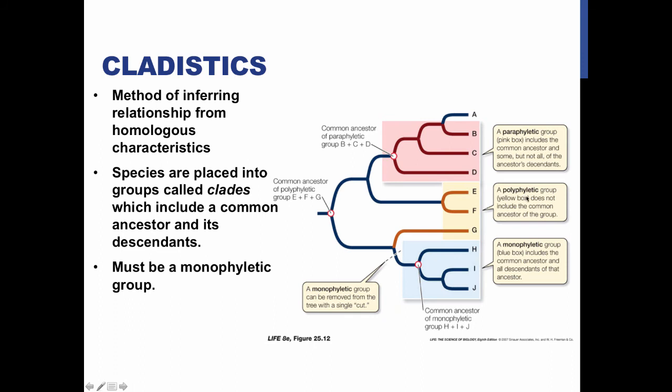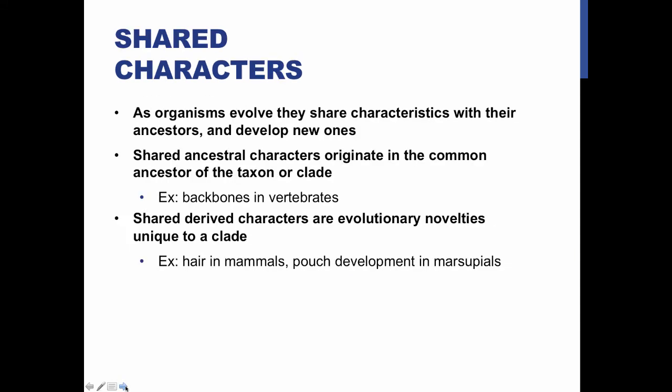A polyphyletic group, you can see here we've got E, F, and G. So it ends up being two different common ancestors. And a paraphyletic group includes the common ancestor and some, but not all, of that ancestor's descendants.